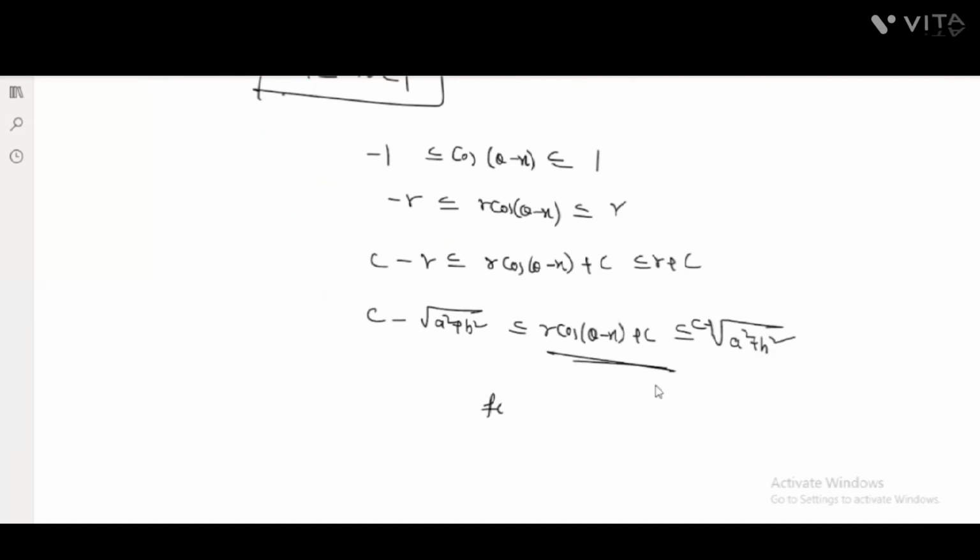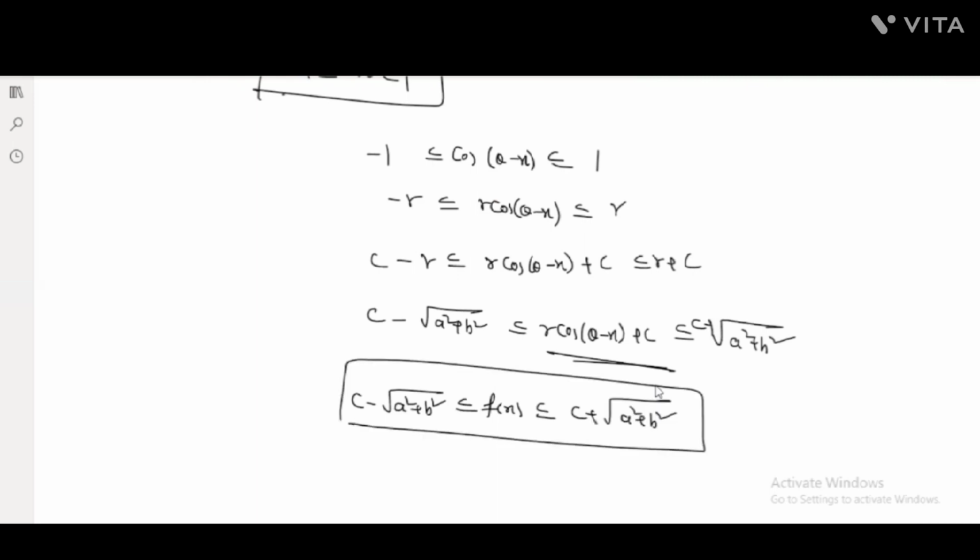So f of x lies between c minus root of a square plus b square and c plus root of a square plus b square. This is how we get the extreme values. Based on this topic, we will solve problems in the next video.